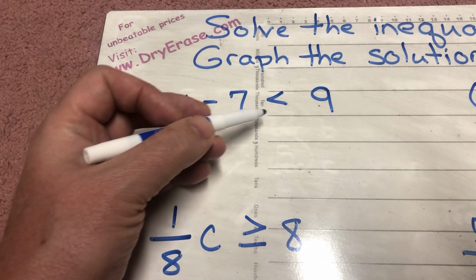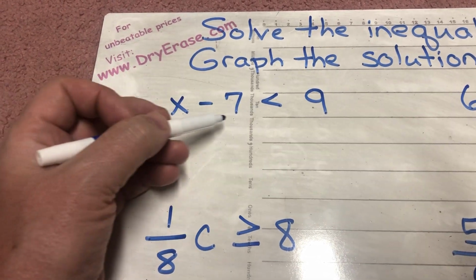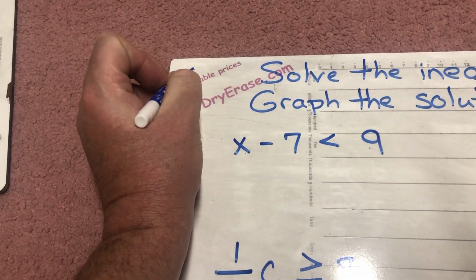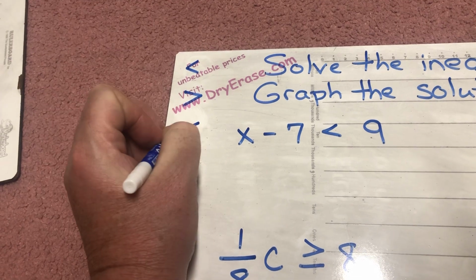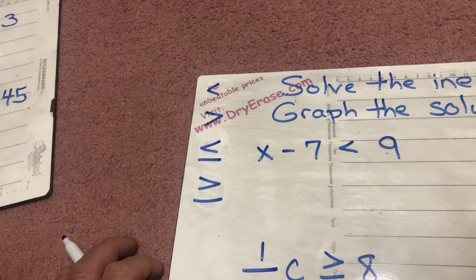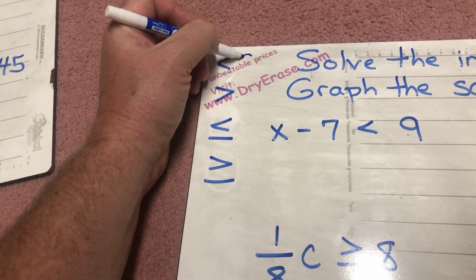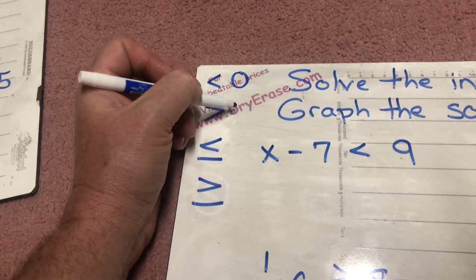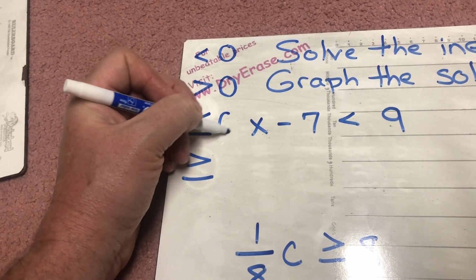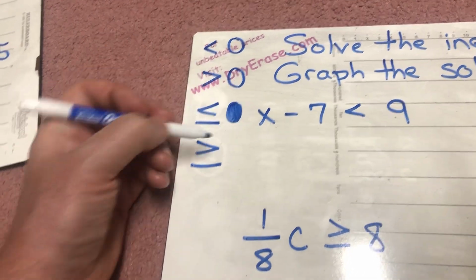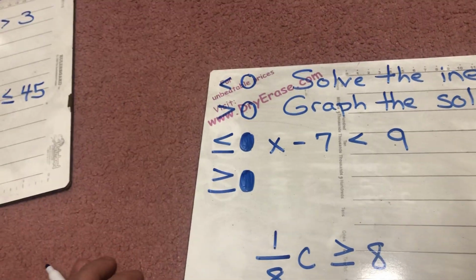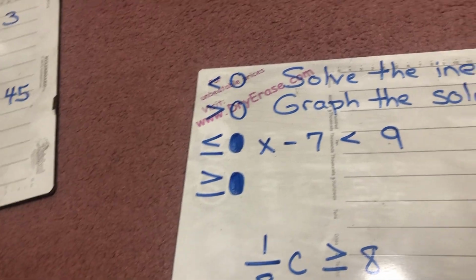First of all, we have x minus 7 is less than 9. Now remember our inequality symbols. We have less than, greater than, less than or equal to, greater than or equal to. Remember when we graph, when it cannot be equal to, when it's just less than or just greater than, it's an unshaded circle. But if it's less than or equal to, because it can equal that value, it's a shaded circle. Or if it's greater than or equal to, because it can equal that value, that's also a shaded circle.